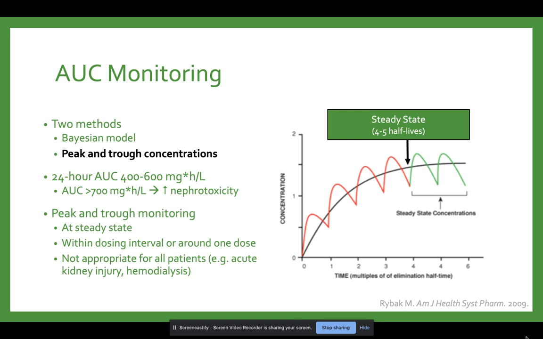Now, how are we actually going to carry out the AUC monitoring? There are a couple of different ways. The one that I want to focus on for the purpose of this clinical pearl is peak and trough concentrations, because this is primarily what we'll be using.